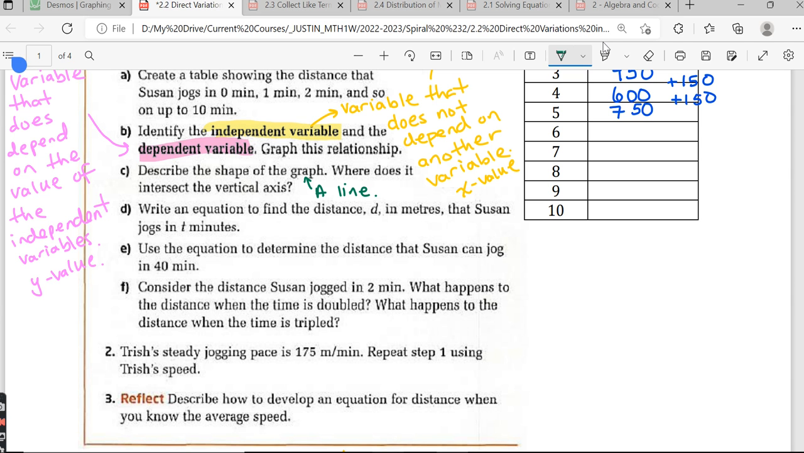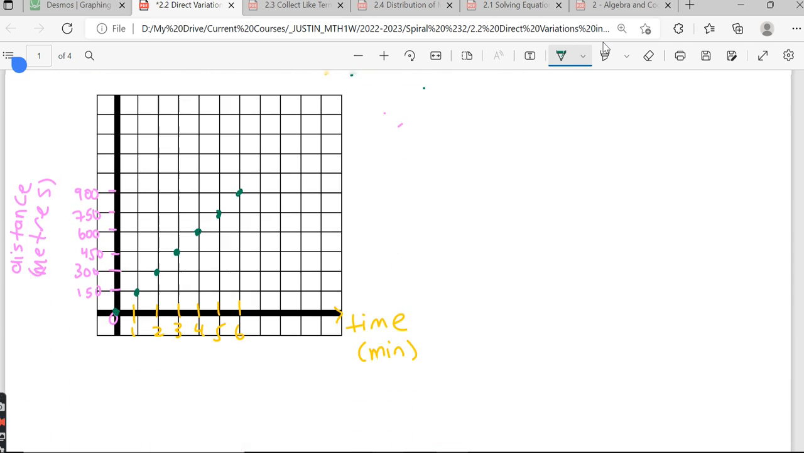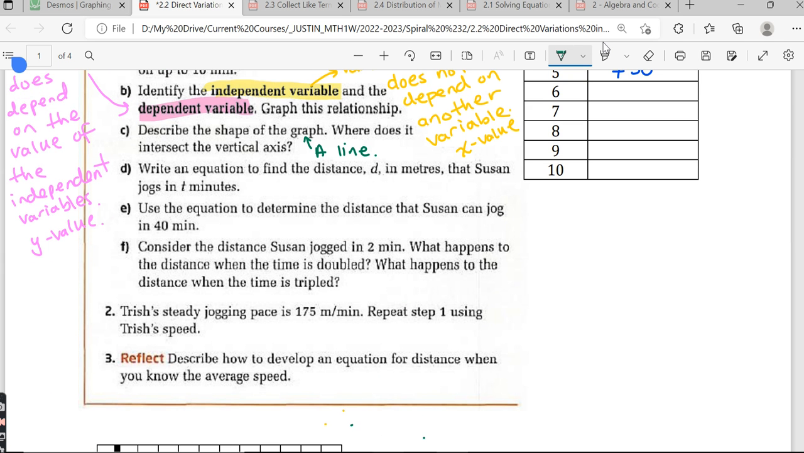Where does it intersect the vertical axis? Well, you can see here it intersects the vertical axis, vertical meaning up and down, at 0, 0, right? So where does it intersect? At 0, 0.